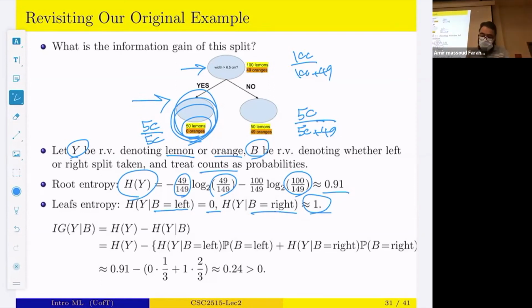And if we do the calculation of information gain over this split, so the information gain of lemon or orange conditioned on the choice of splits, we get a value which is like 0.24, which is larger than 0. So this is basically showing how much information gain we have.